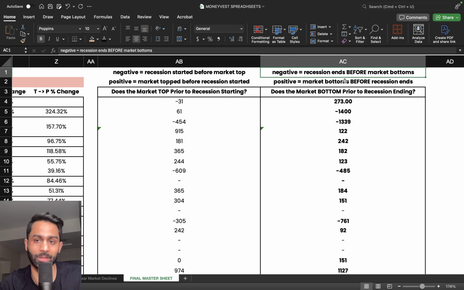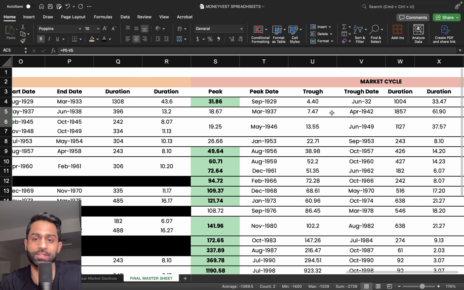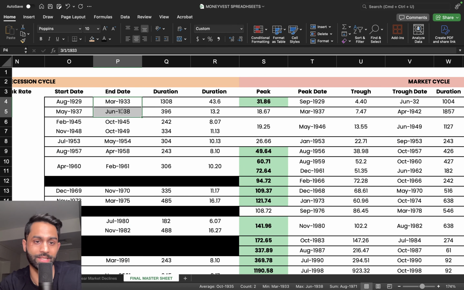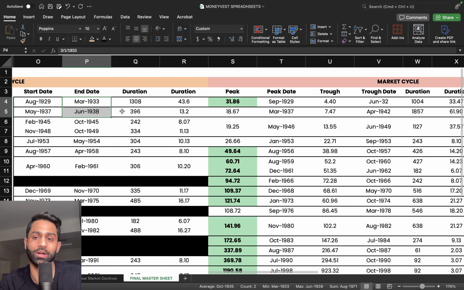That's going to be a negative number. A positive number is going to tell us market bottoms before recession ends. Again, this right here are two instances during the 1930s and 1940s, during the Great Depression, where we actually witnessed significant delays for when the markets bottom, and they were in tandem.